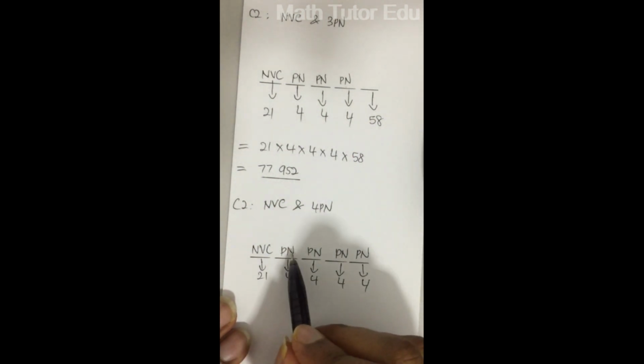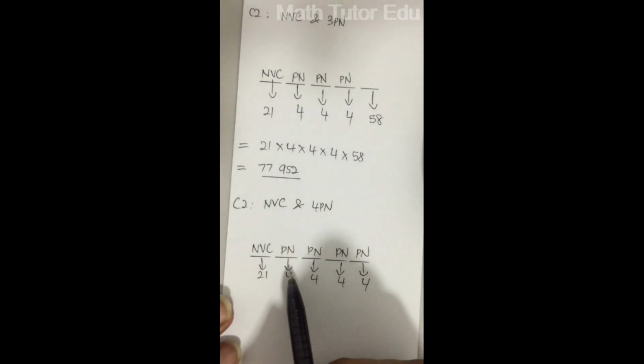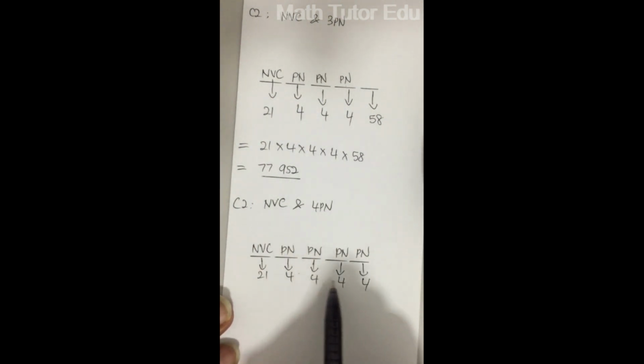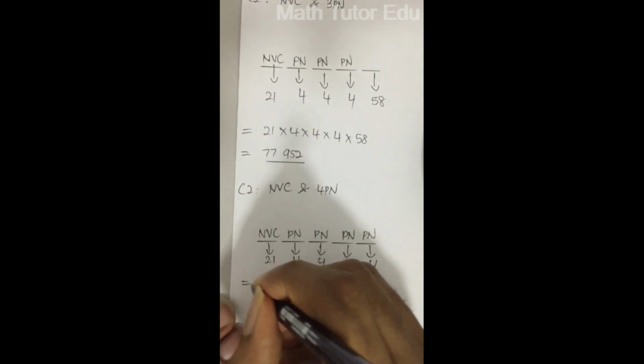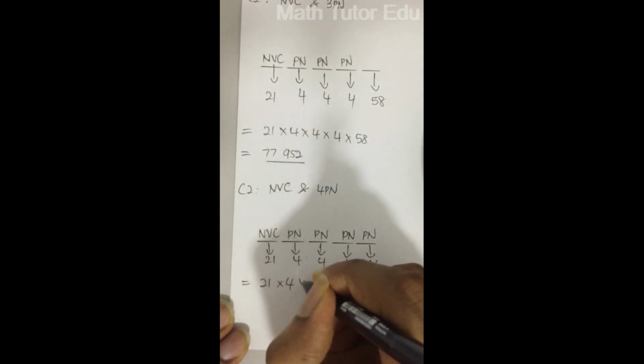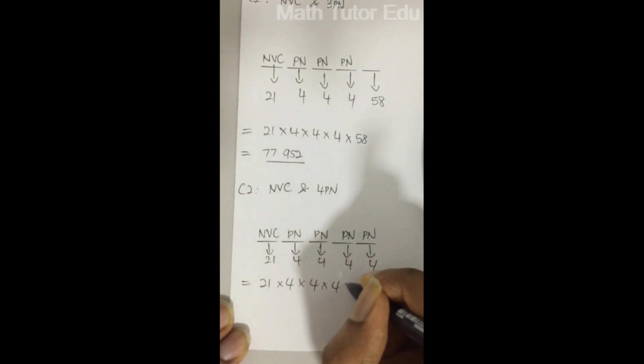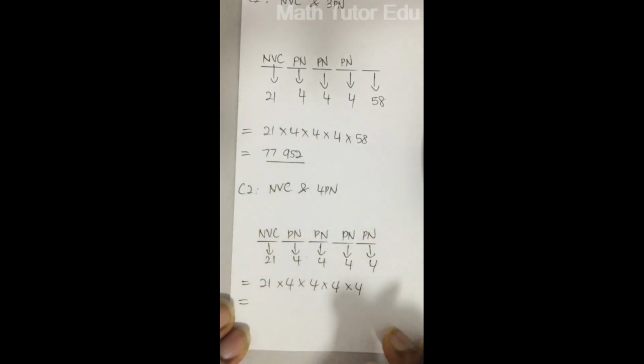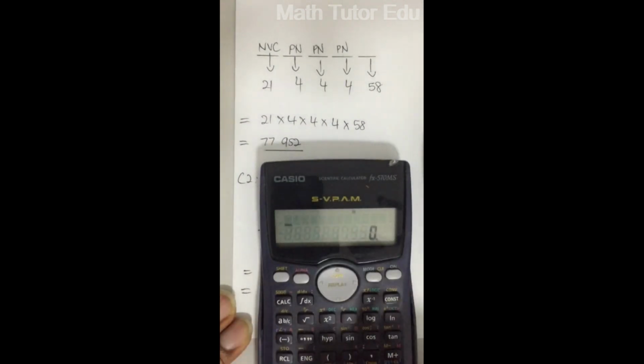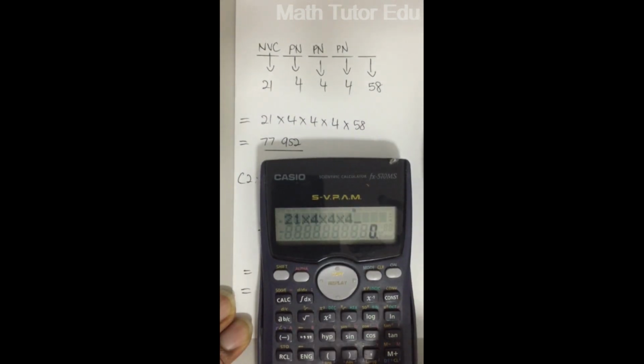These are the number of prime number outcomes, guys. Since we are repeating, everything will be the same. So from here, it will be 21 times 4 times 4 times 4 times 4. From here, you get your answer, 5,376.